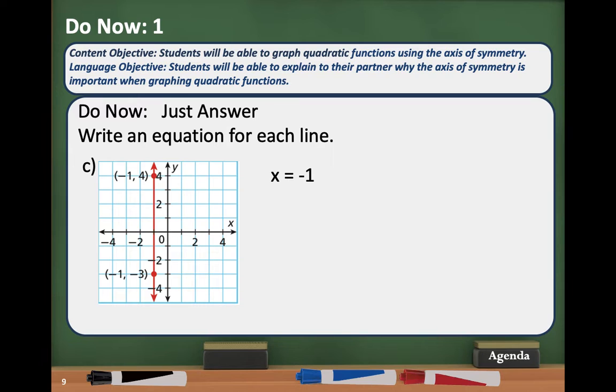Yes, that is the equation for vertical lines. They always come in the form x equals. Okay, and this is going to be important. We're going to talk about this more, but this line is x equals negative 1. Vertical lines are always x equals whatever they go through.